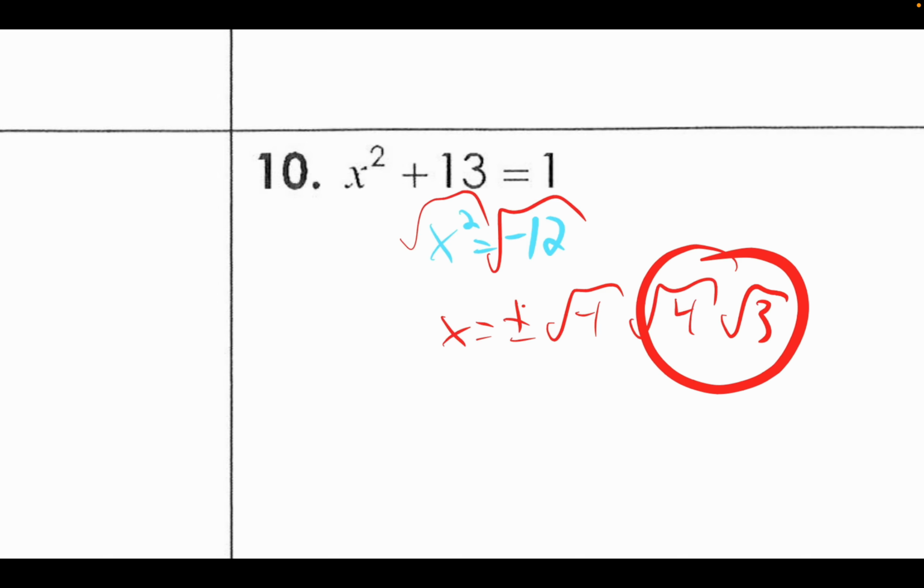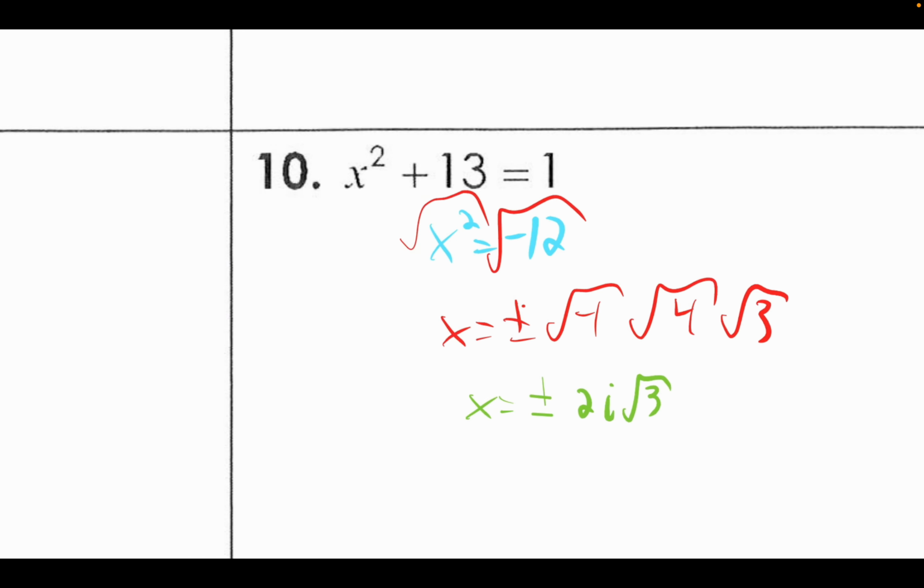This is really just the square root of 12, but I rewrote it and continued splitting it up so that in this next step, I could call the square root of 4 2 and the square root of negative 1 i and the square root of 3 square root of 3, to call it positive or negative 2i times the square root of 3 as my two answers.